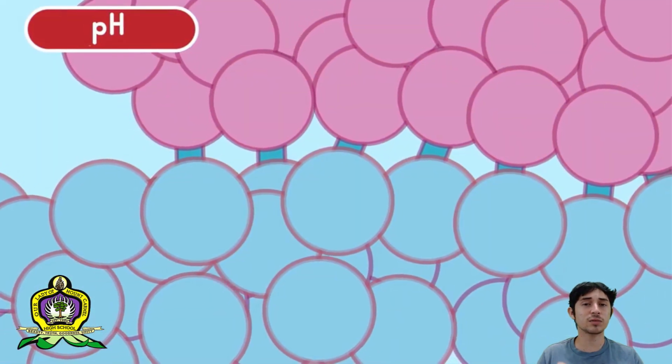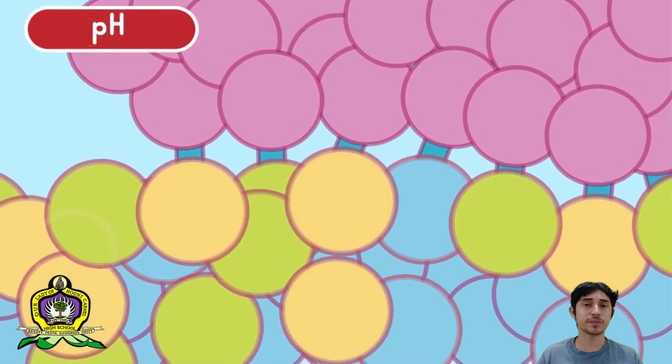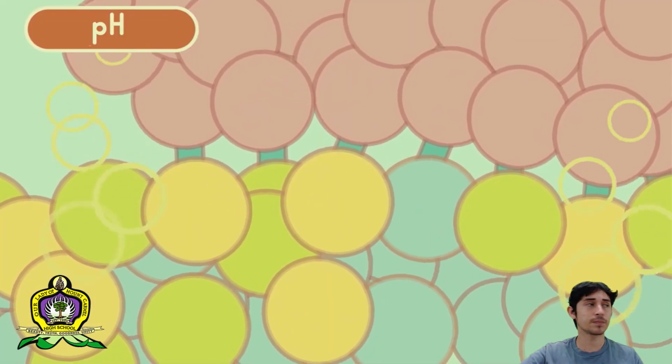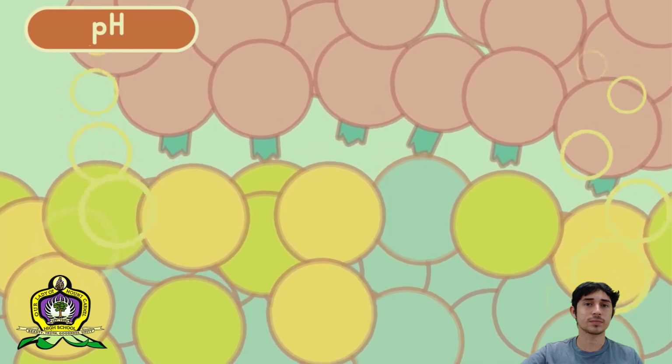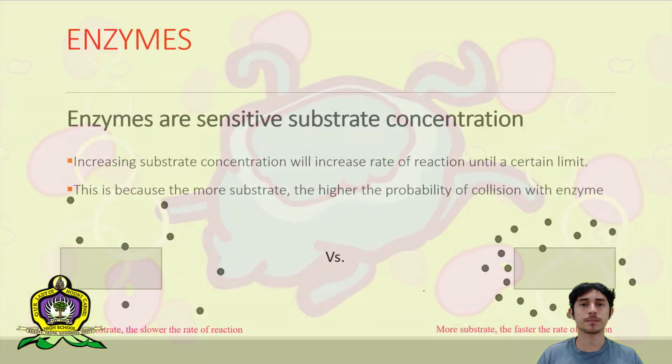Amino acids present in the active site are acidic or basic. Fluctuation in pH can affect these amino acids, making it hard for substrates to bind. Extreme pH values can denature enzymes.